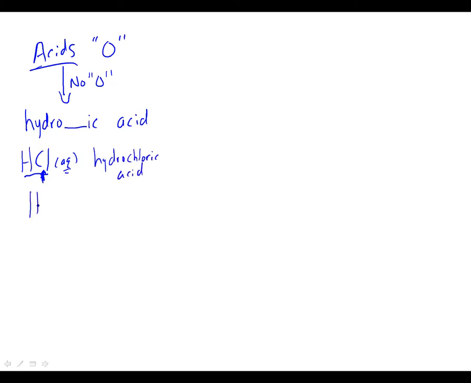If I take HBr, for example, again, when we look at this, there is no oxygen involved. So we would start with hydro. It'll be hydro, Br is bromine, so hydrobromic acid is what this would be.